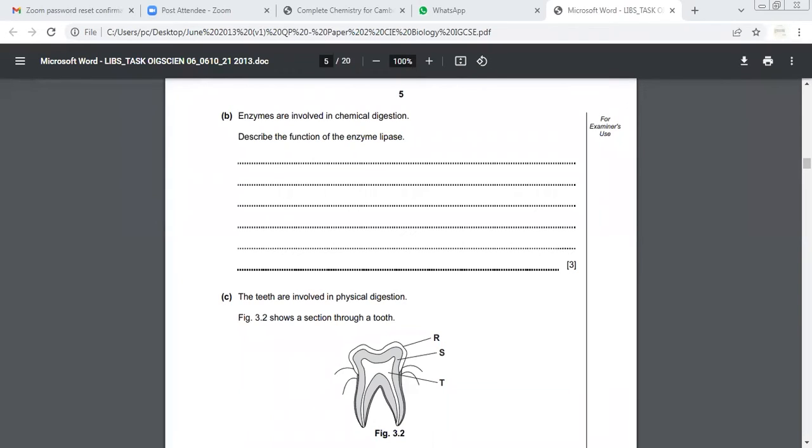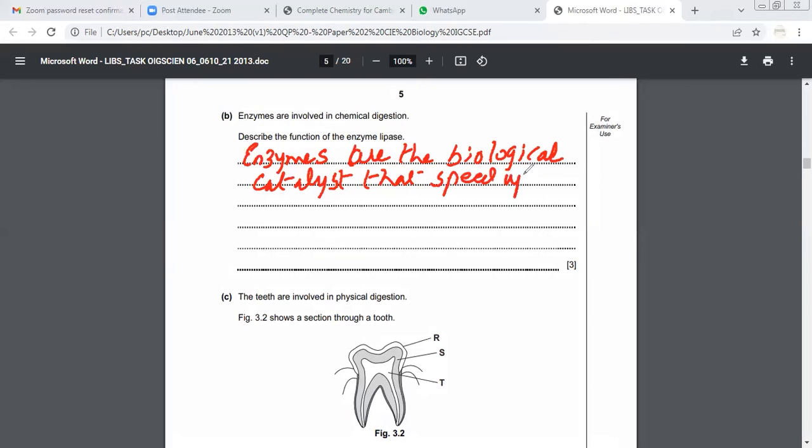Okay, now another question: enzymes are involved in chemical digestion. Describe the function of enzyme lipase. Enzymes are biological catalysts that speed up the chemical reaction.